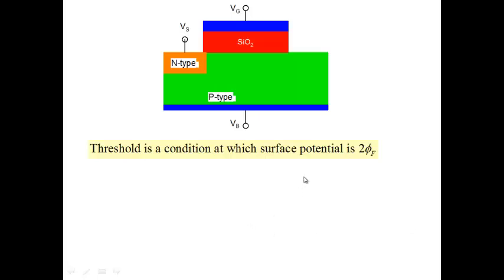Okay. So very often you will find students, and even in books sometimes, you find threshold is written as a condition at which surface potential is 2 phi f. Is that a correct statement? What is the correct statement then?